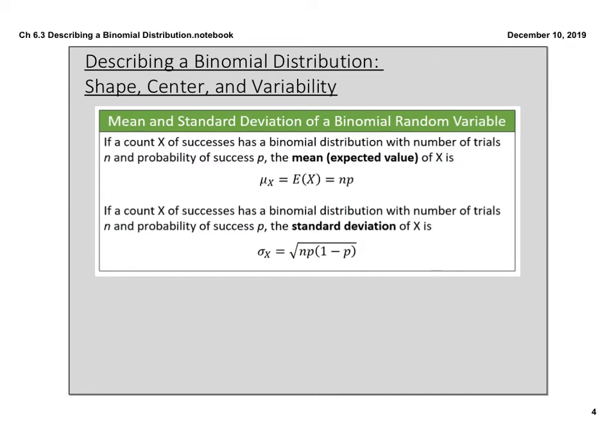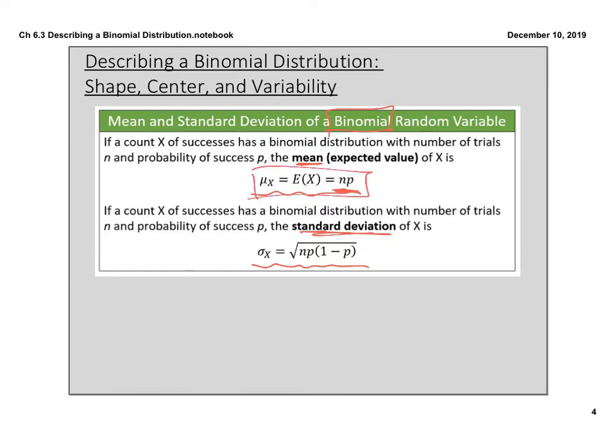When we're describing it, it says if a count X of successes has a binomial distribution with number of trials n and the probability of p, here are some formulas we're going to look at today. The expected value is n times p. That's a really simple formula to do. And then the standard deviation is the square root of n times p times 1 minus p. Those 2 formulas are what you will use to find the mean and the standard deviation only for binomial distributions.